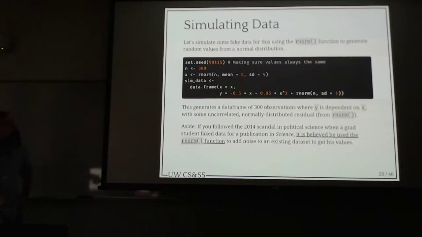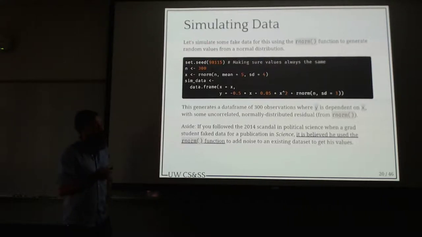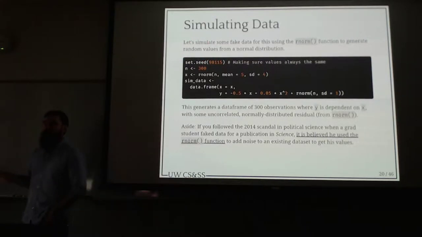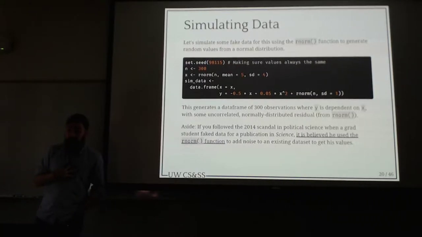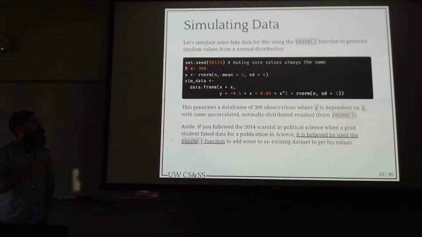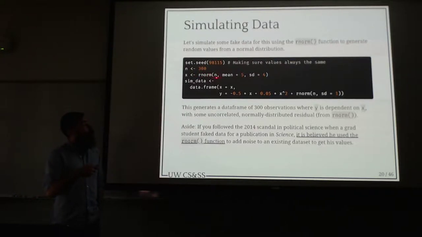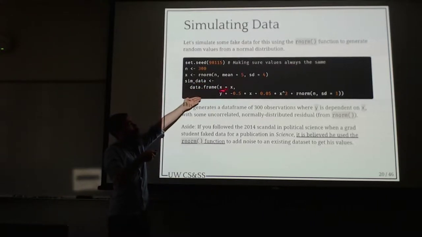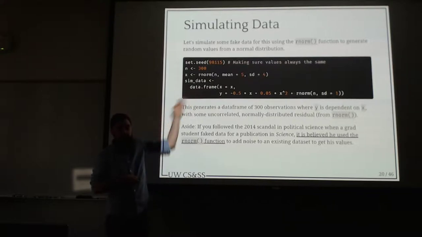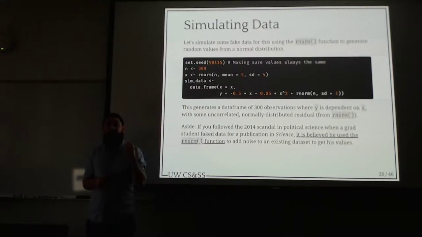So in this case, right here, I set the seed up here. It's something I very commonly do for like these slides. If you're doing it for a class, you might not necessarily want to set the seed. This just means that the random numbers always come out the same in my slides. Most of the time, it doesn't matter. I want to create data that n is 300. So there are going to be 300 observations in my data. My x variable is going to be equal to r norm, number of observations, so 300. The data are mean 5, standard deviation 4. Then my sim data, my actual data frame, is going to be data frame. X is just equal to the x variable I create right here. But then I say, okay, I want y to be a function of x.